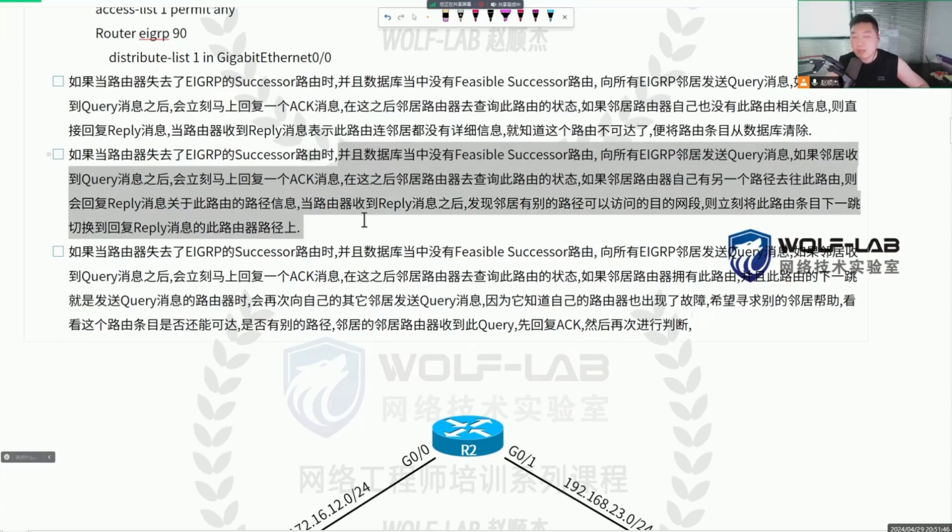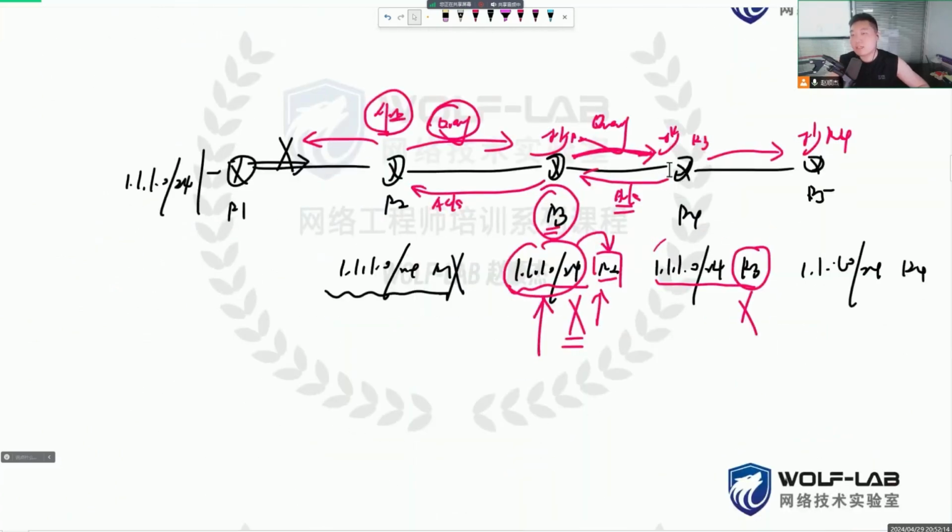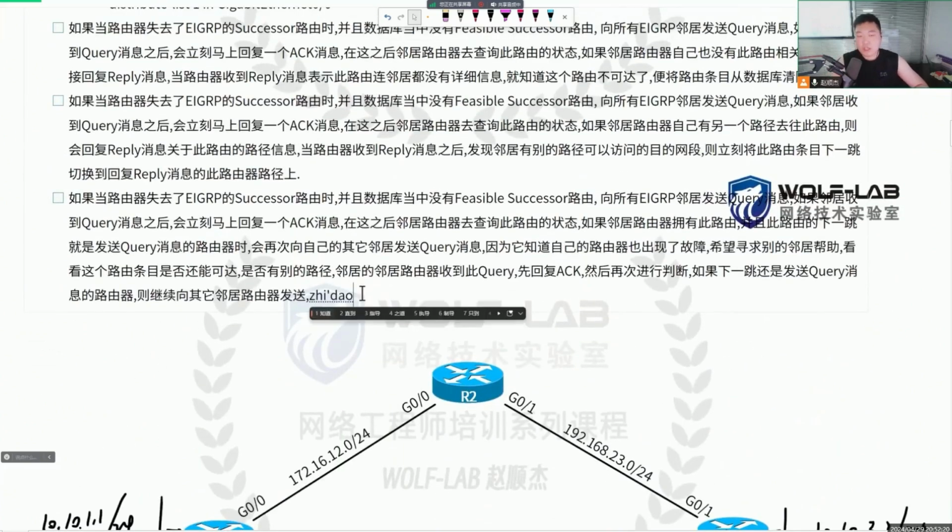Is there routing entry information? Does the next hop point to another path, or is there route information in the routing entry but the next hop is still the router that sent the query message? Make a judgment. If the next hop is still the router that sent the query message, then continue to send to other neighbor routers. For example, R4: just now I received the query and found that the next hop of this routing entry is still R3.